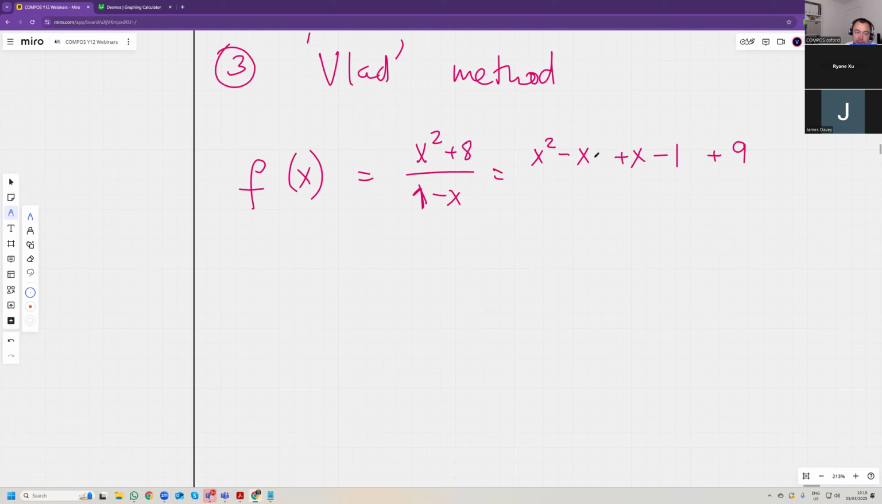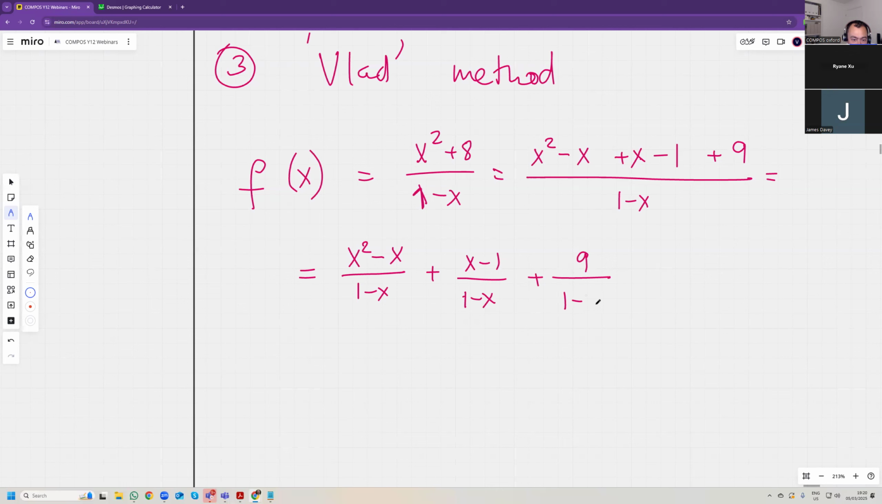Why would I write it like this? Well, x and x cancel, and minus 1 plus 9 is 8. But if you divide this by 1 minus x, you can write it as x squared minus x over 1 minus x plus x minus 1 divided by 1 minus x and plus 9 divided by 1 minus x. You can split it into 3 fractions effectively. And then the first fraction simplifies to minus x. The second fraction simplifies to minus 1. And the third fraction is 9 over 1 minus x. That's how I would do it if I was doing it.